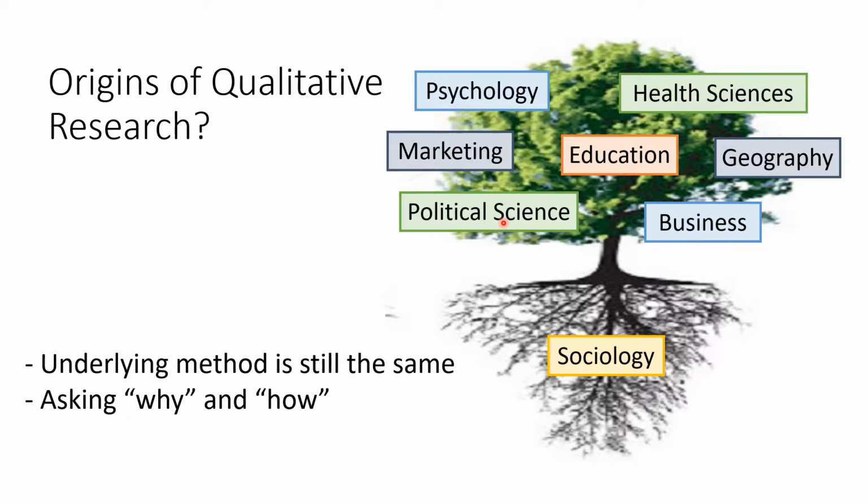But the idea is, regardless of where qualitative research is being conducted, its underlying methods are still the same. We're asking the why and we're asking the how. What we're really trying to do is gain a more in-depth understanding of a particular topic, either by studying it within a social environment or asking people who live through these experiences why they do things the way they do, or why things happen the way they are.